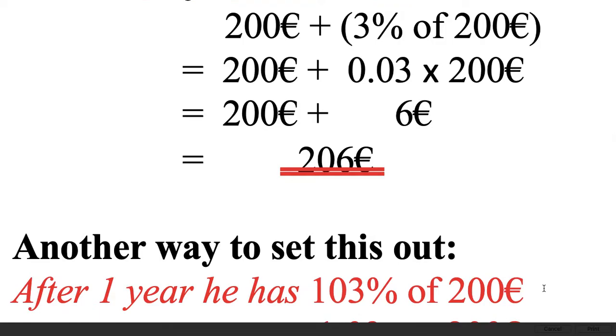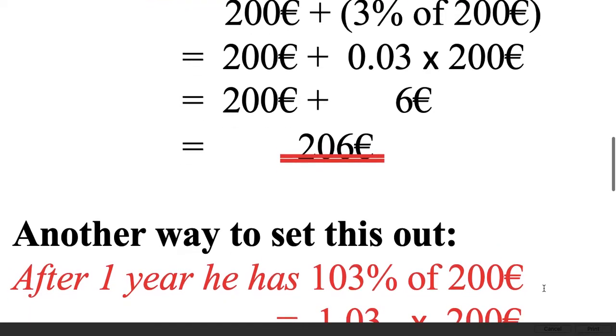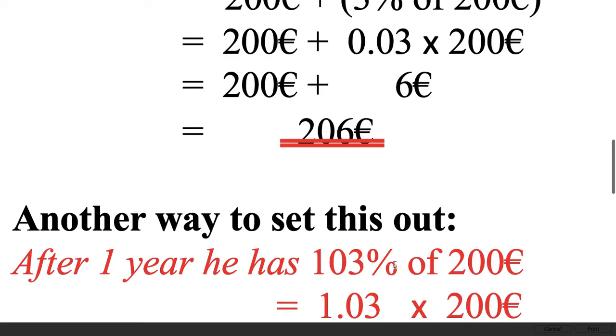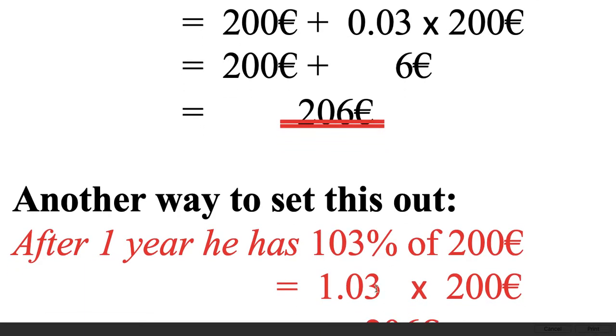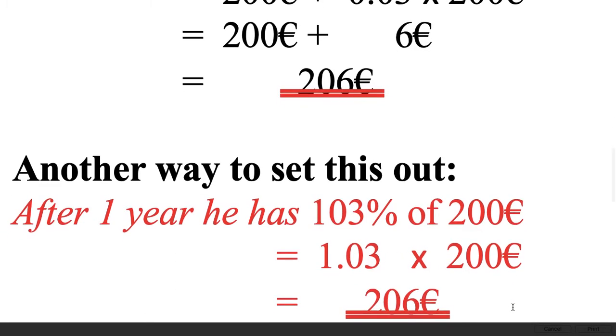Another way to set this out is to say that after 1 year, he has 103% of 200 euros, because he's got his original 100% plus the extra 3%. So 103% is the same as 103 hundredths, which is the same as 1.03. So after 1 year, he has 1.03 times 200, which is another way of getting the 206. So the 1 gives you the original amount, and the 0.03 gives you the extra 3%.